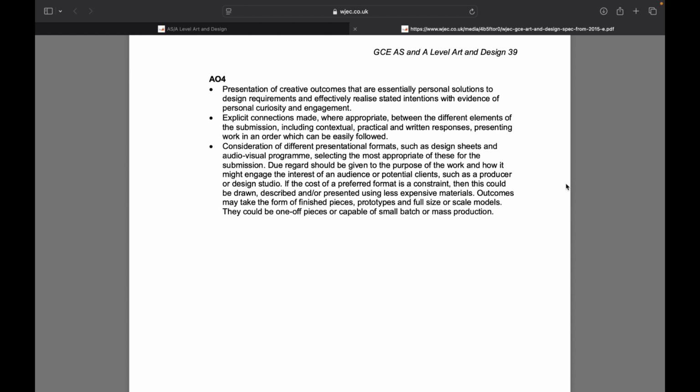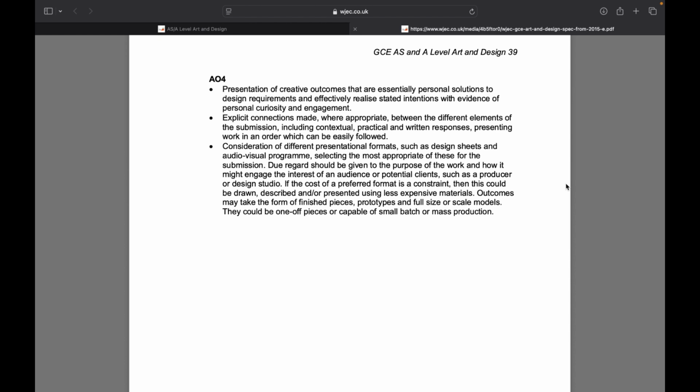And then finally, outcomes may take the form of finished pieces, prototypes, and full size or scale models. So in architecture, we obviously pick scale models as opposed to full size. Otherwise, we'd have a bit of a storage problem. And usually these are just one-off pieces, as they obviously can't be created as small batch or mass produced products.